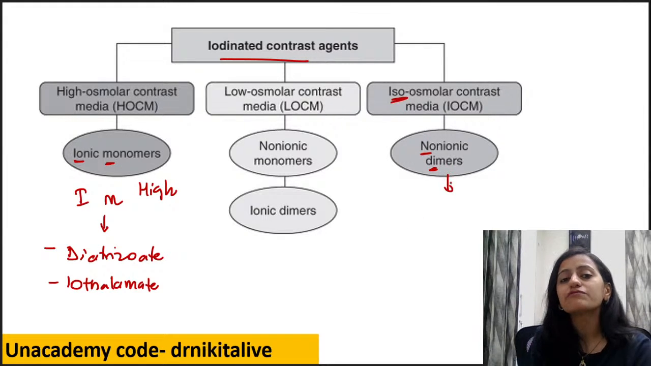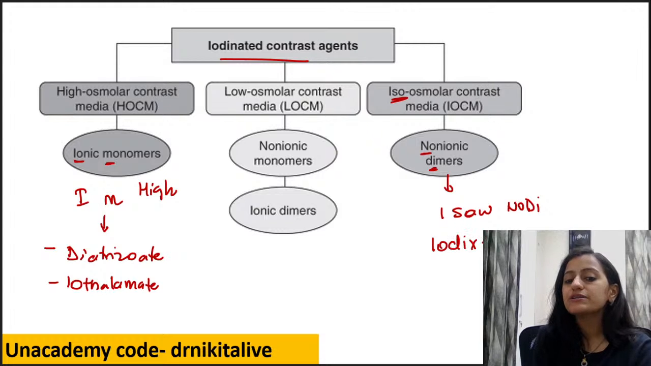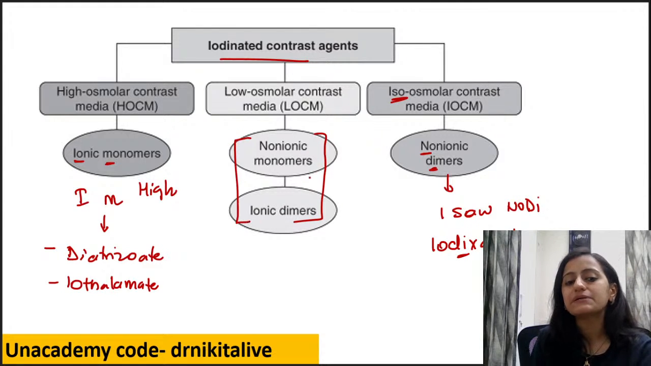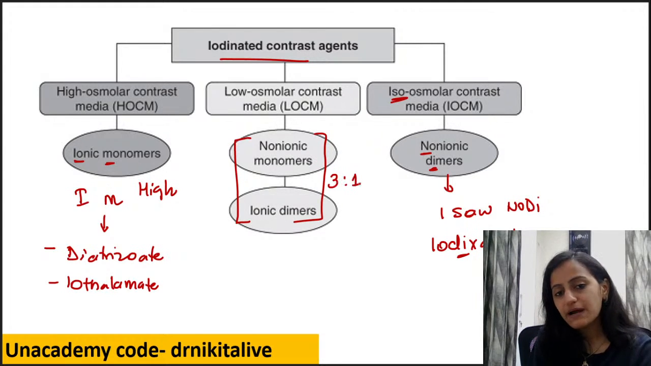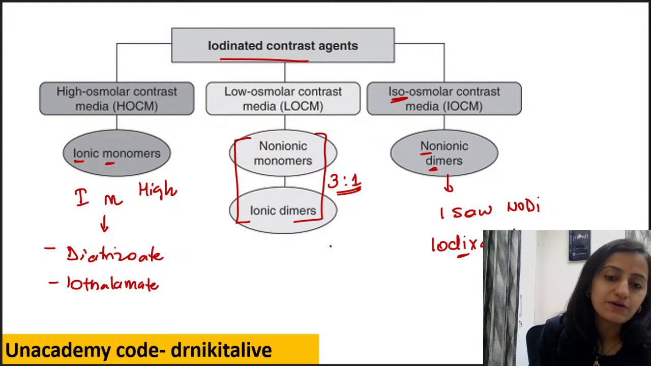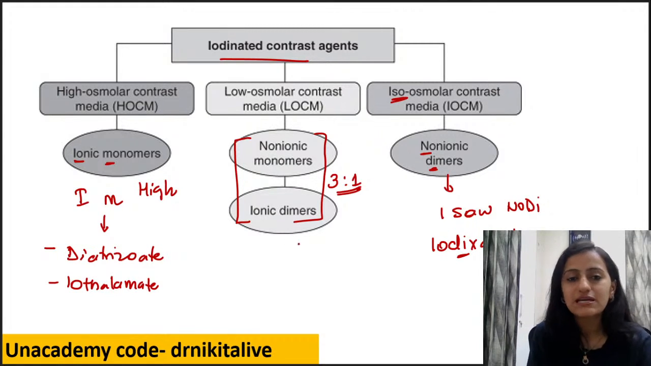What is the example of a non-ionic dimer? It is iodixanol, right? Dimer and non-ionic, iodixanol. The rest of the two are your low osmolar contrast media. They have the iodine particle ratio of 3 is to 1.